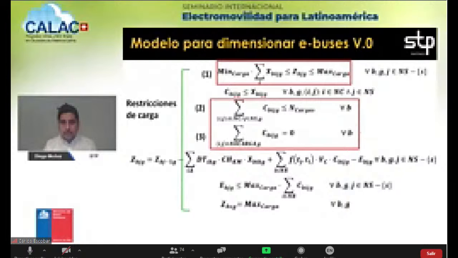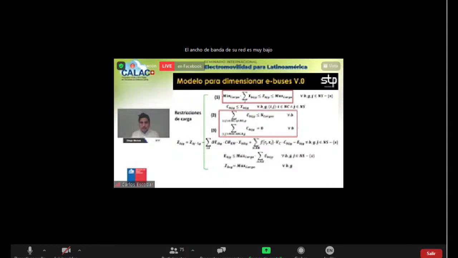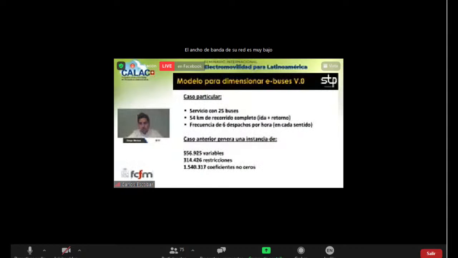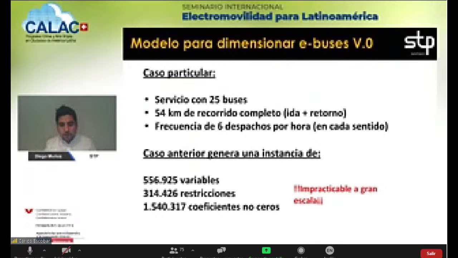Fee is very high. So in this model, we can see the variables. If you see a particular case that you want to solve with a service, for example, with 25 buses that has a complete run of 54 kilometers and a frequency of 6 dispatches per hour, of course, on your way forward and back, well, it generates a problem of 500,000 variables, 300,000 restrictions, and 1.5 million non-zero coefficients. And that generates a very important problem for a very small problem.